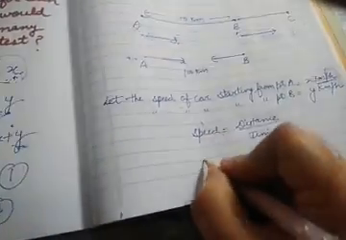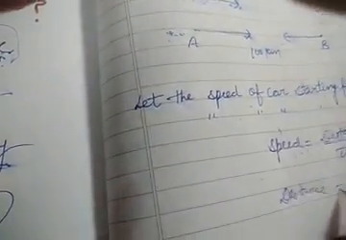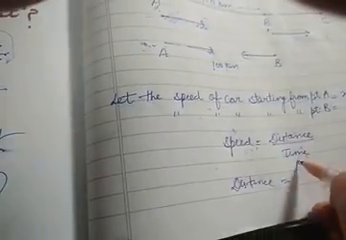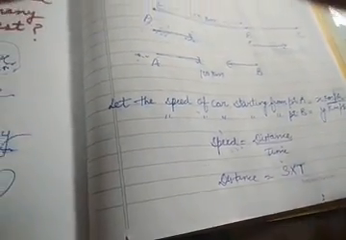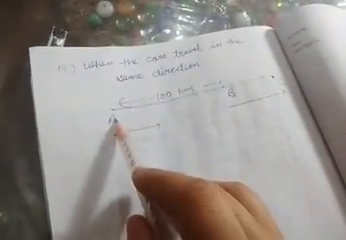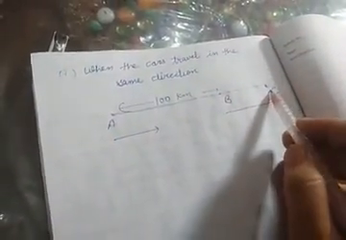So let's calculate from this formula what the distance will be. The distance will be speed into time. So distance will be equal to speed into time. Now what is the distance covered from A to C point?